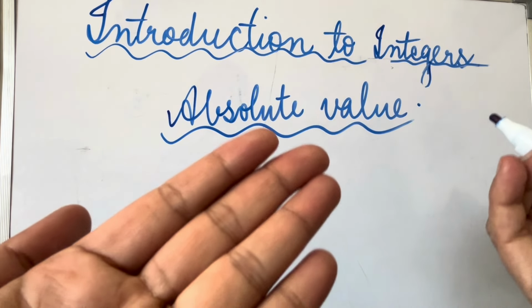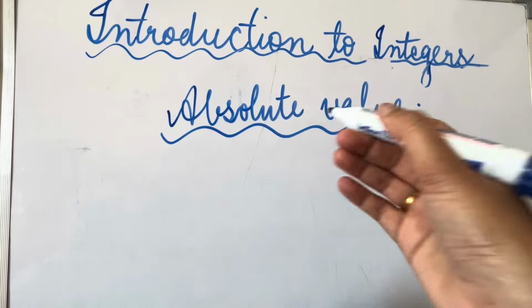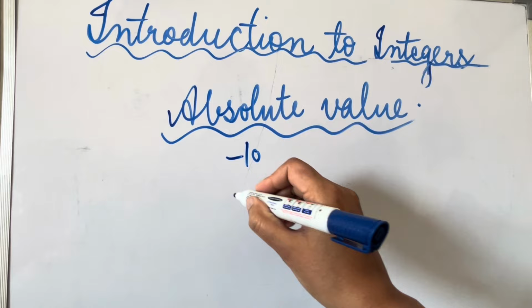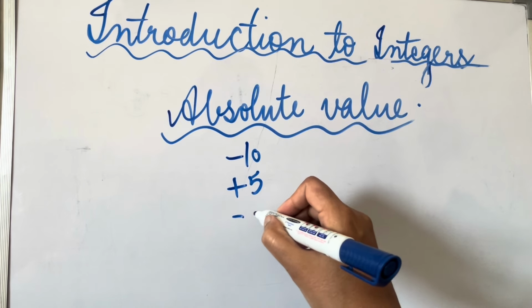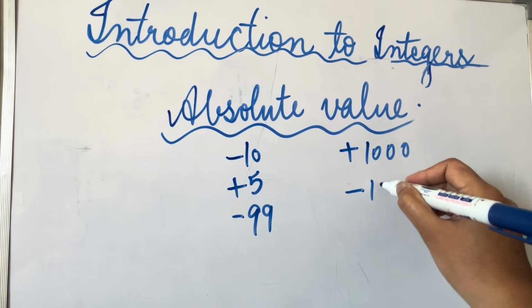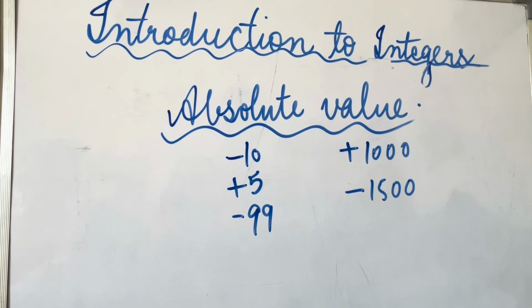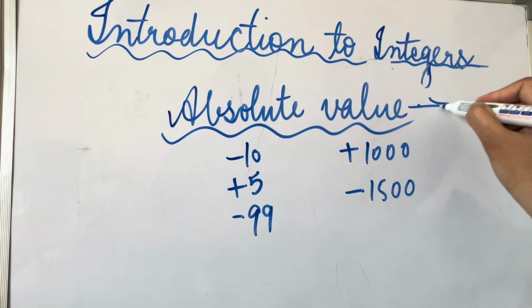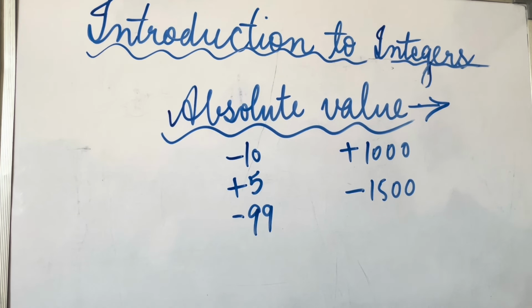Like, there are some integer examples I am taking. Suppose I am writing minus 10, plus 5, minus 99, plus 1000, minus 1500. These are some of the examples of integers. Now, what does absolute value mean? Absolute value is just giving us how many steps are there, how much money is there, or whatever the numbers are about, how much thing is there, without representing was it taken back, was it going ahead, was there a profit, was there a loss, nothing like that, only numbers.